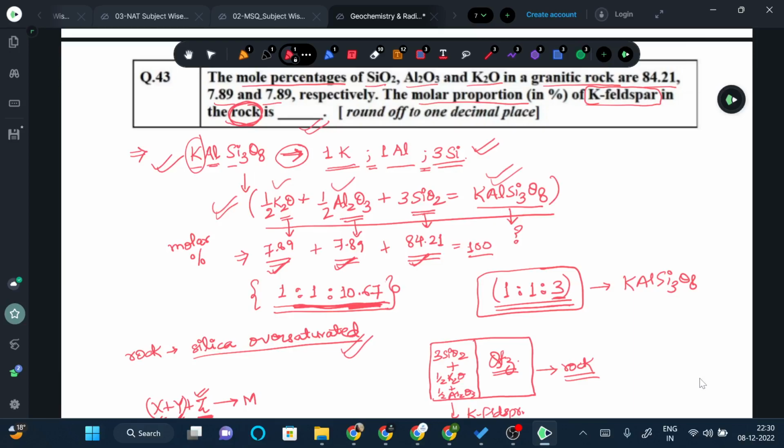So that means for K2O we have 7.89 as the mole percentage. Now forget about percent here. Don't think in terms of 7.89 divided by 100. I should have written, forget about the percentage. Because it is adding up to 100, we can simply take these absolute values: 7.89, 7.89, 84.21. Number of moles is just a number. It is just representing some quantity. So if we are talking about weight, that means let's say grams.